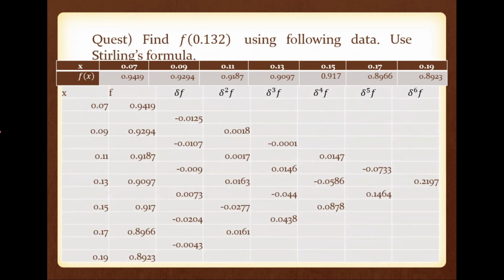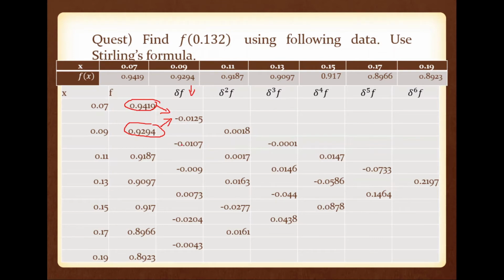So this one is a central difference table. You can see that x comma f, the first two columns, are the given data. Now by using the given data, first we are going to find the first order central difference. This third column is the first order central difference. If we are finding the central difference, we find the difference between the next data and the previous data. So this value is next minus previous, that is minus 0.0125.